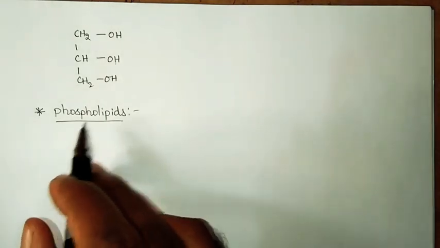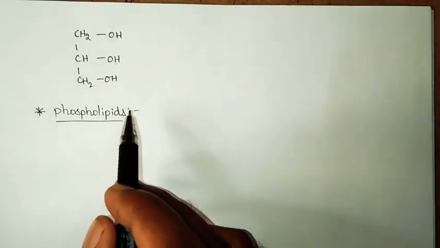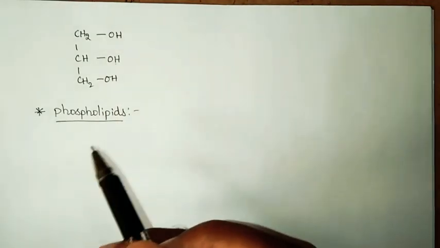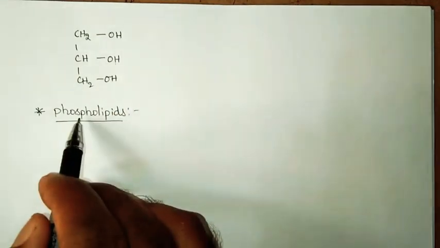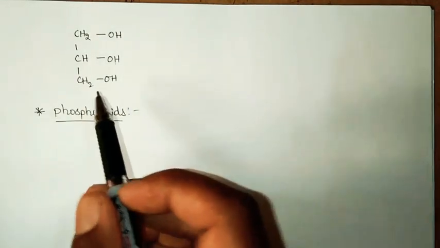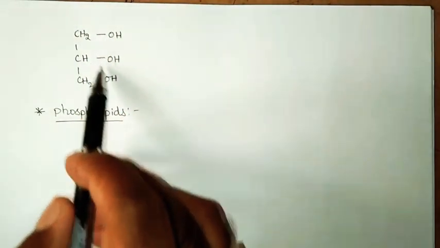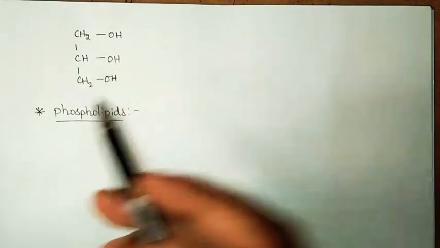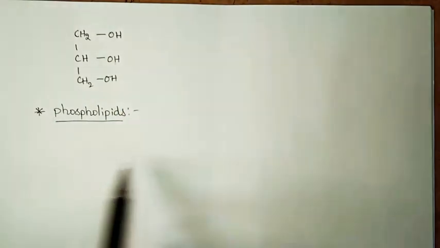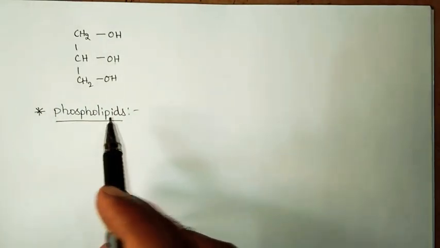So simply we can say these are the phospholipids in which one of the OH groups in the glycerol molecule is replaced with a phosphate group, or else you can say in some other way, phospholipids are the compounds in which among the 3 OH groups of the glycerol molecule, 2 are replaced with fatty acid molecules and 1 OH group is replaced with a phosphate group. Such a lipid is called a phospholipid.